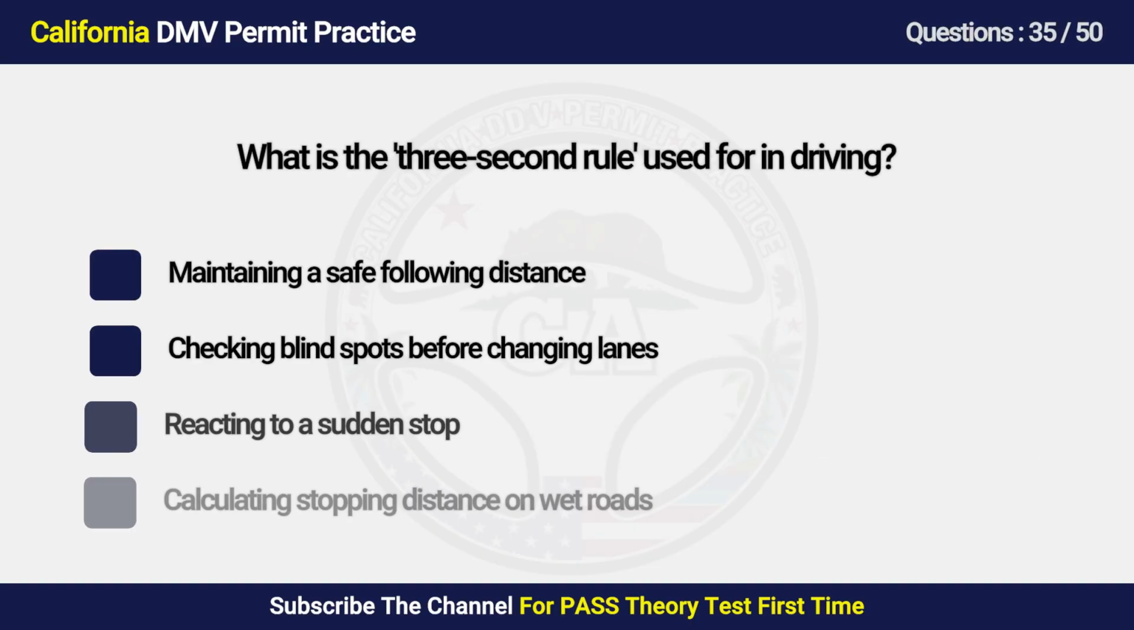Question 35. What is the rule used for in driving? A, maintaining a safe following distance. B, checking blind spots before changing lanes. C, reacting to a sudden stop. D, calculating stopping distance on wet roads.